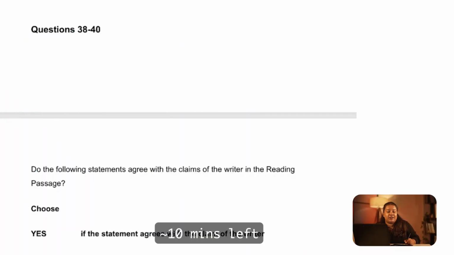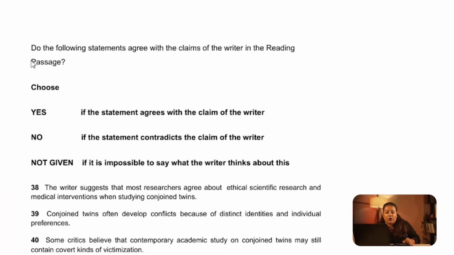Alright, moving to questions 38 to 40. Do the following statements agree with the claims of the writer in the reading passage? So here we have yes, no, not given type of question. It says choose yes if the statement agrees with the claim of the writer. Choose no if the statement contradicts the claim of the writer, and not given if it is impossible to say, or we are confused about what the writer actually thinks about it.